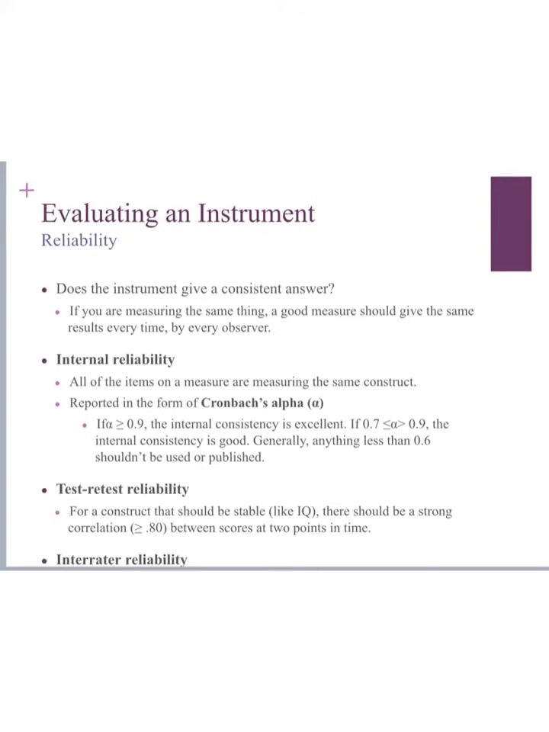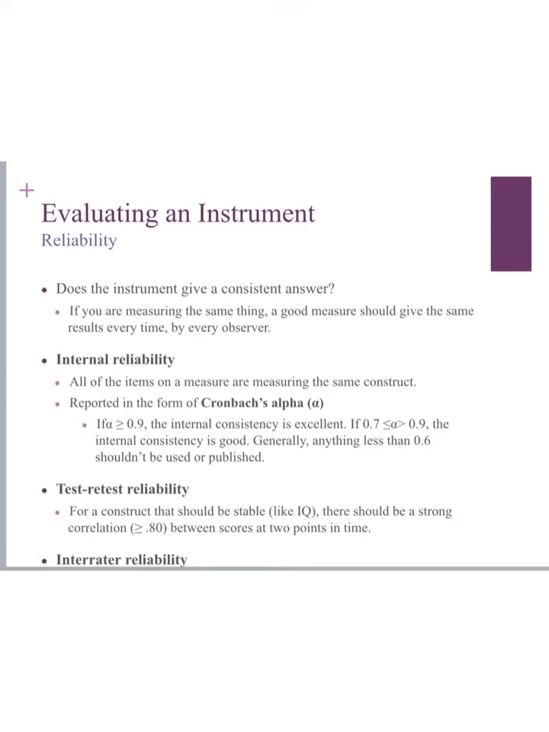Once you've created a measure, or once a researcher has created a measure, you then have to evaluate it. And we evaluate measures in 2 categories, reliability and validity. So reliability asks the question, does this instrument give a consistent answer? Because if you're measuring the same construct and you've operationalized it properly, your measure should give the same results every time by every observer. So internal reliability calculates how the items vary together.